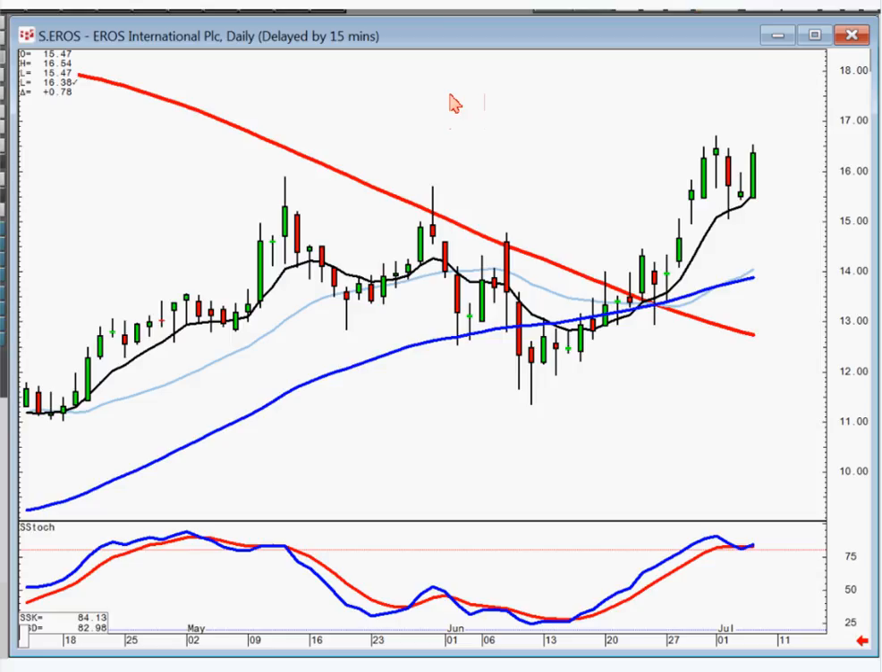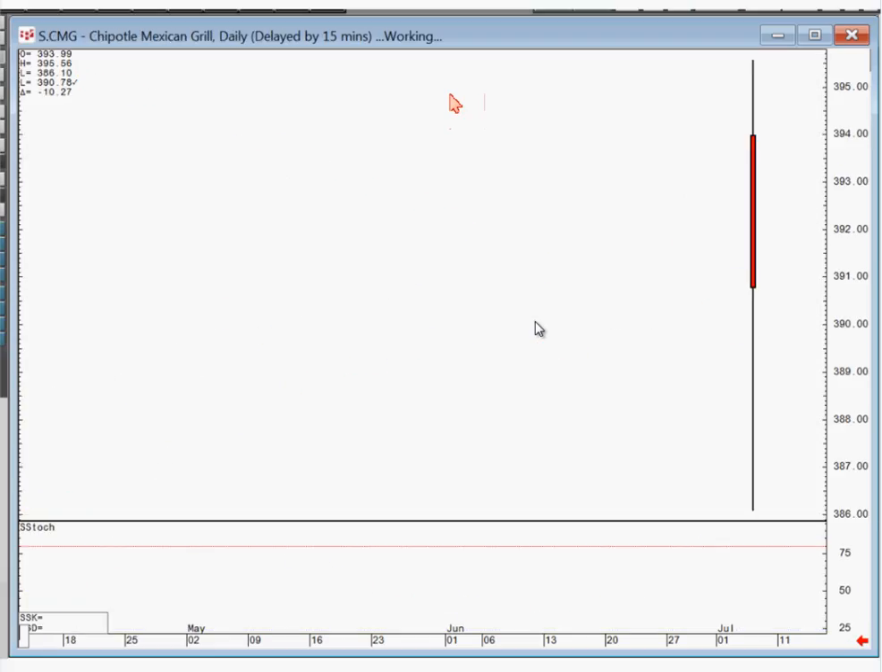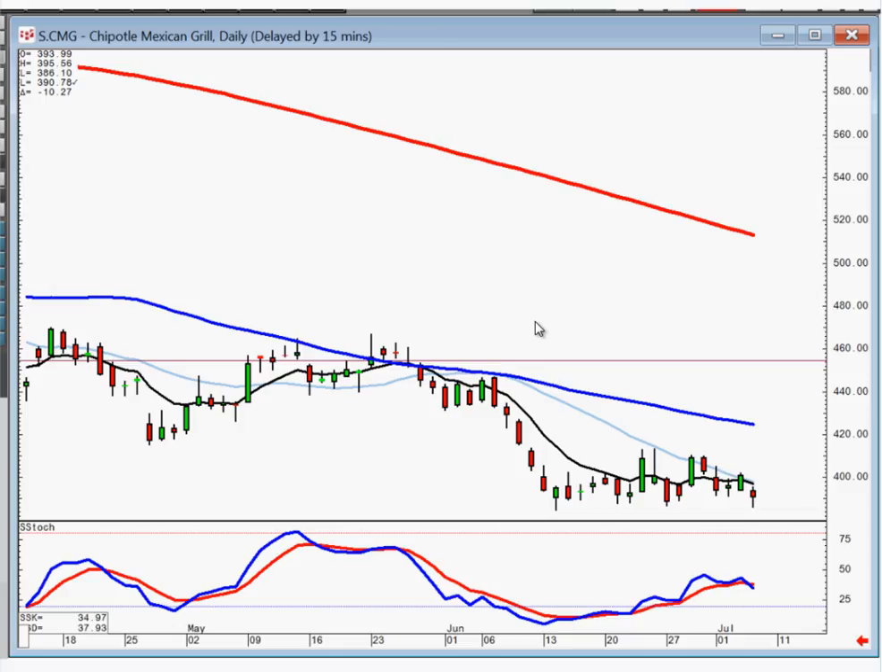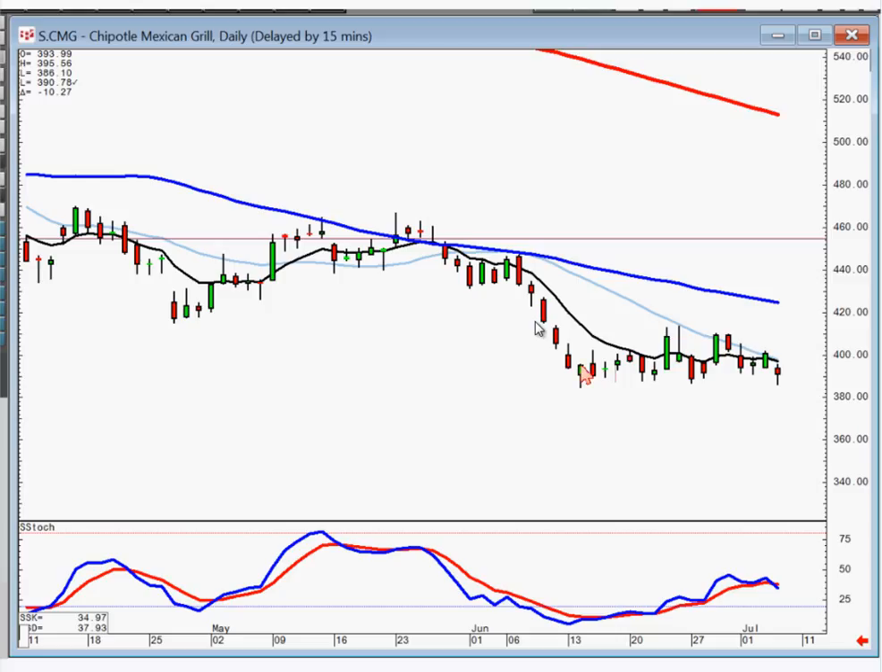EROS, stay long on this one. Little J-hook Morningstar signal. Chipotle, you want to see a kicker signal as, you know, the bigger the bodies, the more compelling that there's been a change of investor sentiment. Sometimes you see a little kicker type signal with small bodies. It's just not as powerful.